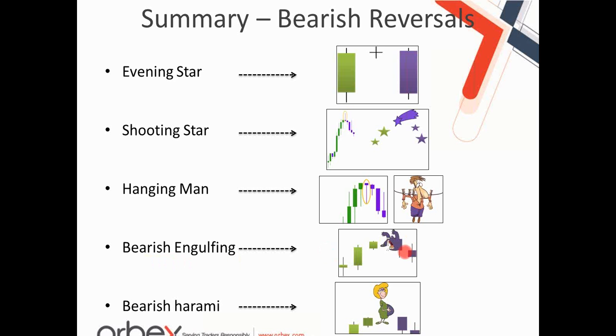We had the bearish engulfing, a small bullish candle followed by a long, big, strong bearish candle. Expect the market to go down. Bearish Harami, the weakest bearish reversal indicator of them all, but if you mix and match with other patterns, it's still good. Okay, that's it for the bearish reversal and the bullish reversal candlestick patterns.